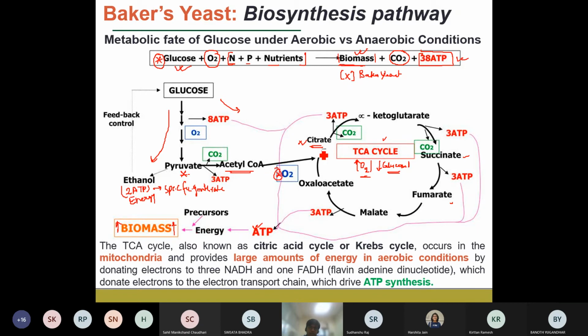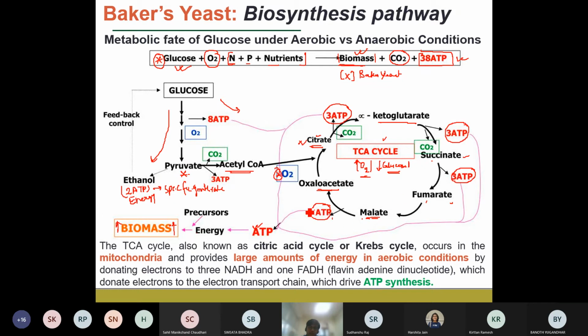Okay, so this acetyl CoA undergoes a conversion to citrate. And then citrate is converted to alpha ketoglutarate, and in doing so, it releases 3 ATP molecules. Then alpha ketoglutarate converts into succinate, and there is a release of 3 ATP molecules, and then succinate converts to fumarate, which releases 3 ATP molecules. Then fumarate converts to malate, and in this intermediate step, the ATPs are not released. But when the malate is converted to oxaloacetate, there is a release of 3 ATP. So if we calculate the total ATP release, it is 3, 6, 9, and 12.